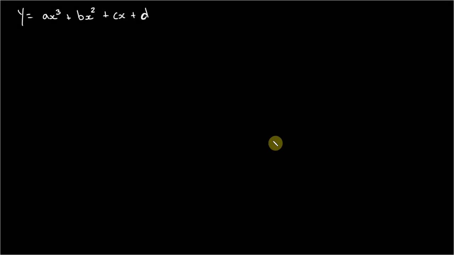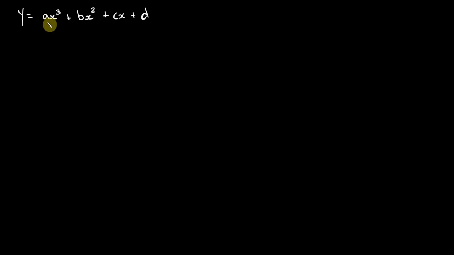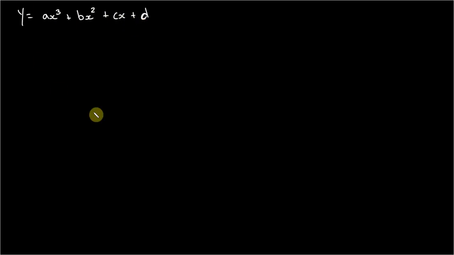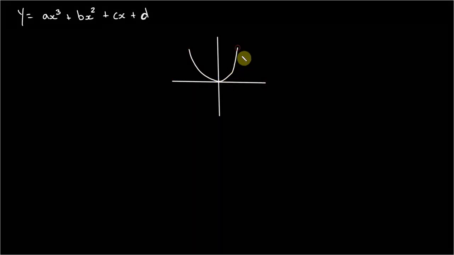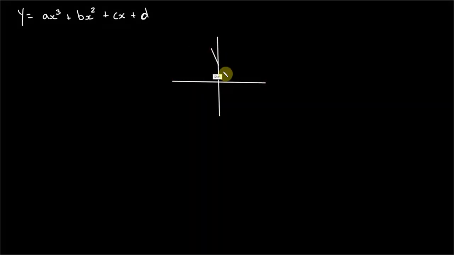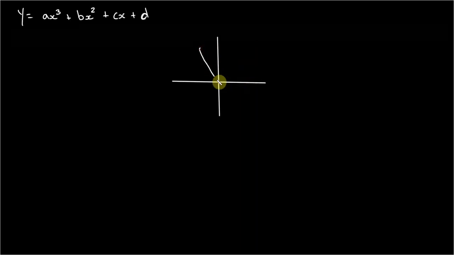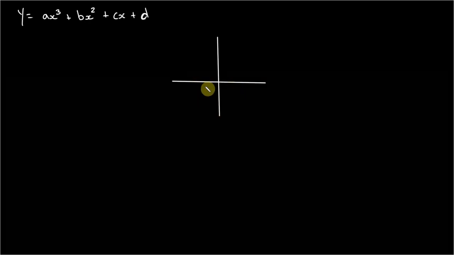Hello, in this video I'm going to talk about how to sketch cubic curves of the form y equals ax cubed plus bx squared plus cx plus d. When working with quadratics, one will have gotten very used to sketching graphs of this form, a standard parabola such as this, or it may look something like this, or something like this, or it could be a downward facing parabola, and so on. Well, working with cubics, it's very similar.